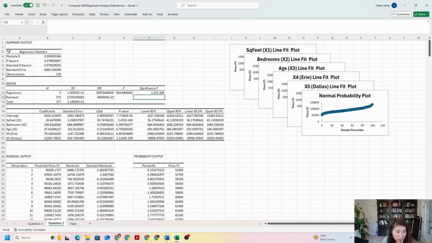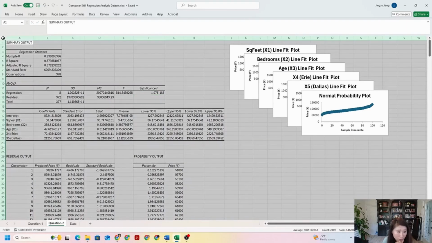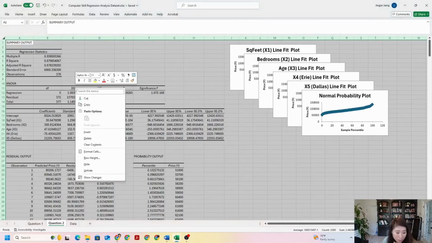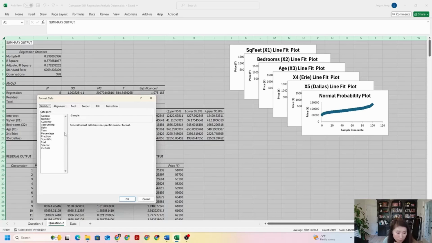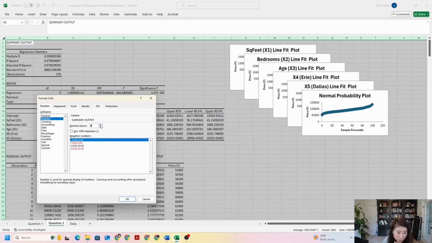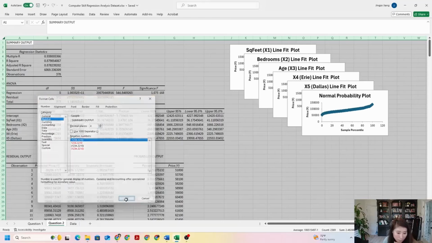So how can you do that? Click this little triangle at the top left. There is a big triangle; it allows you to select the whole spreadsheet. After you do that, right click the mouse and go into Format Cells. Now we go to Number, then Decimal places, increase to 4, and then click OK.